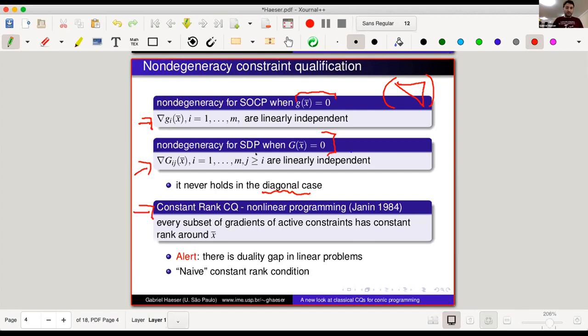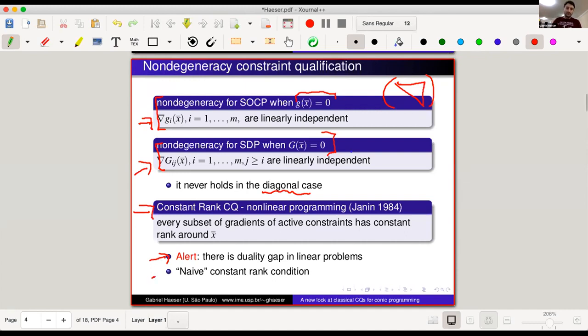And so you could try a naive approach and say, okay, so maybe constant rank for SOCP is simply asking the same thing, constant rank of these gradients. But then you see that this cannot be the case, because for these conic problems, when you have a linear problem, you have duality gap. So there are linear problems which would fulfill this naive constant rank constraint qualification, but there are no Lagrange multipliers.